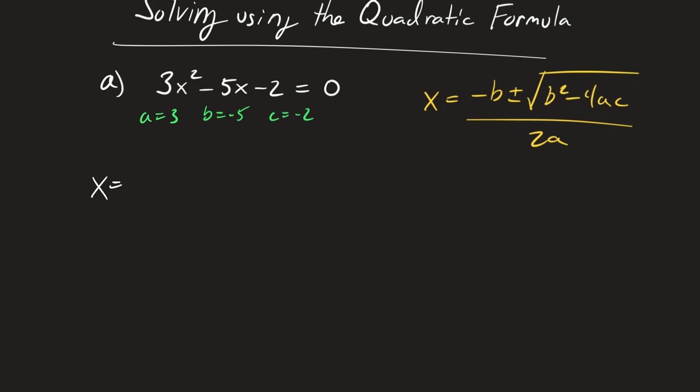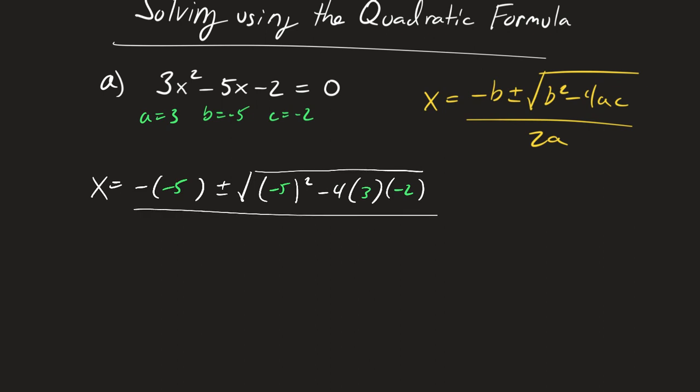So x equals, so we're going to take the opposite of b, which is negative 5, and plus or minus the square root of b squared, which is negative 5 still, minus 4 times a, which is 3, and then times c, which is negative 2. And all that's going to be another radical, and then all of this is going to be over 2 times a, which is 3.